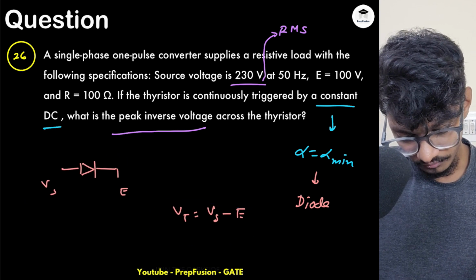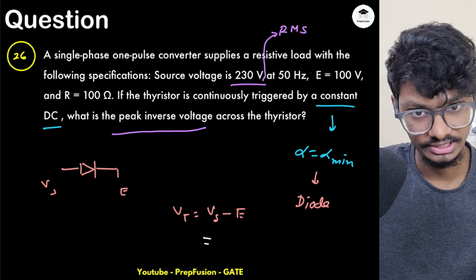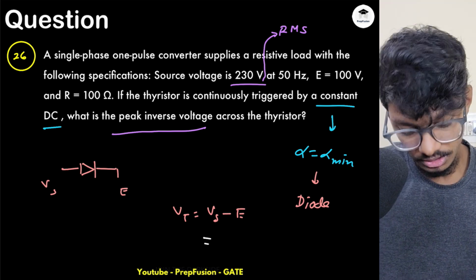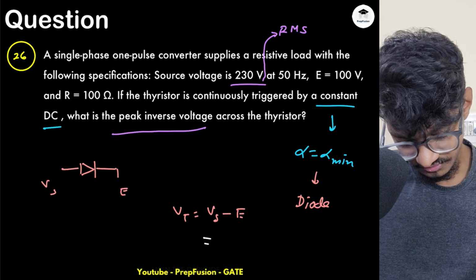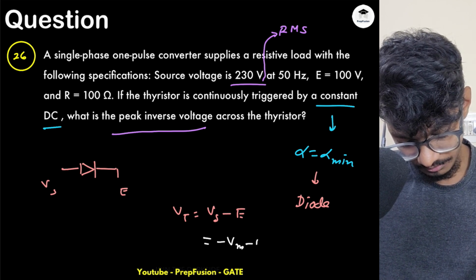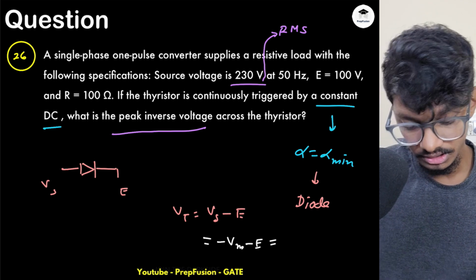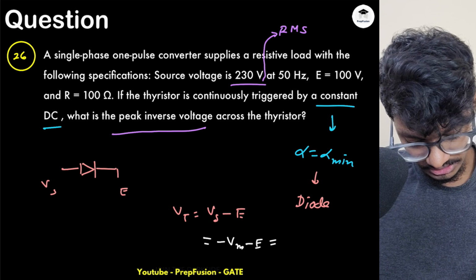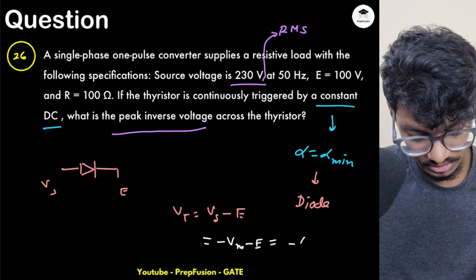So the maximum value of the voltage in reverse bias condition. Okay. Maximum negative value of voltage across the diode. So this is minus Vm minus E. What is Vm? Vm is 325 because this is the RMS value. So it will be minus 325 minus 100, that is minus 425.